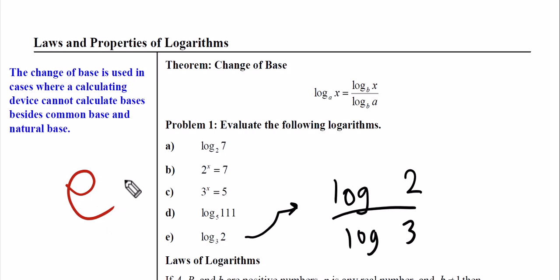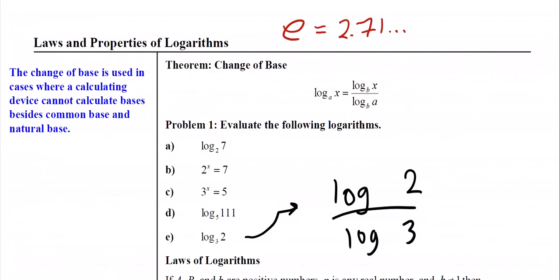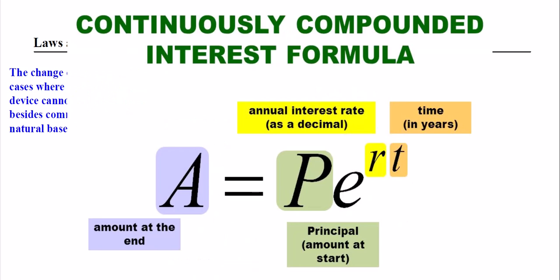E is a number that's kind of like pi. E is a number like 2.71 dot dot dot, and it happens to be a number that's very important and useful in mathematics and science, in growth, in decay, in a lot of applications. In particular, if you're looking at money and funds and investments, E ends up being a very important number.